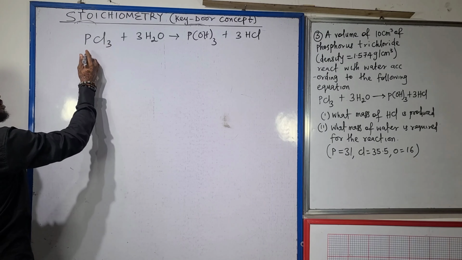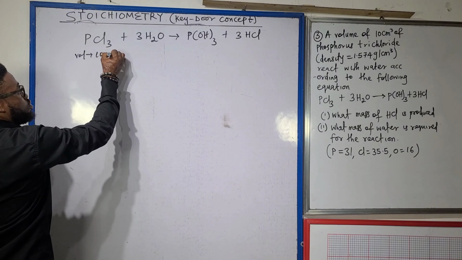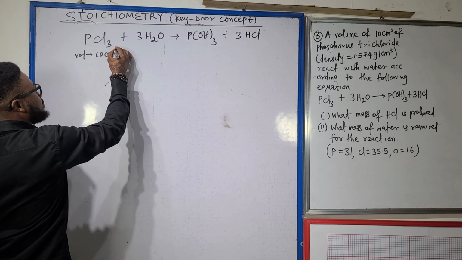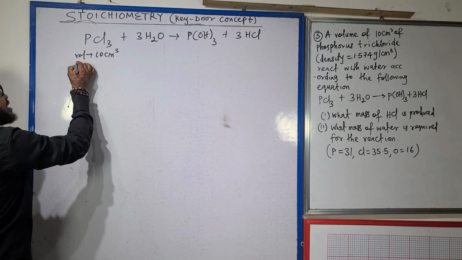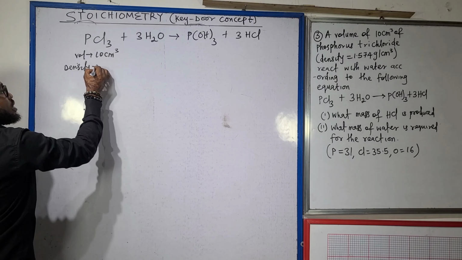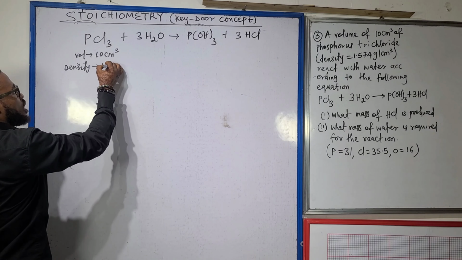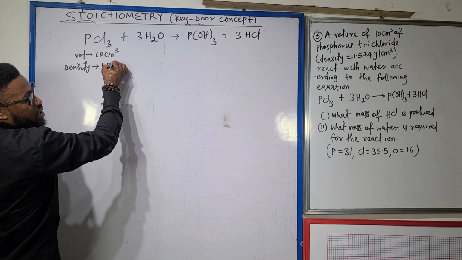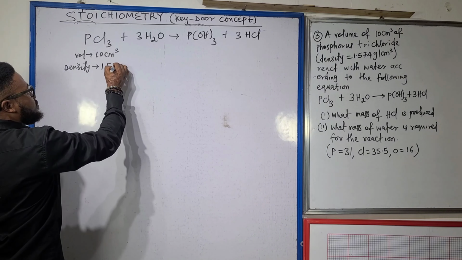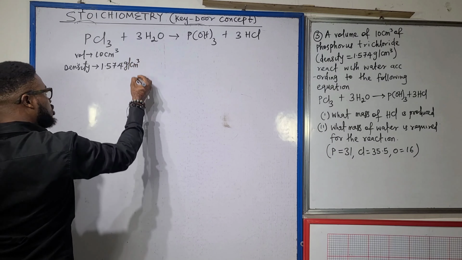This is my phosphorus trichloride. The volume was 10 cm cube, and we were also given the density in that bracket. So what you have is 1.574 gram per cm cube.